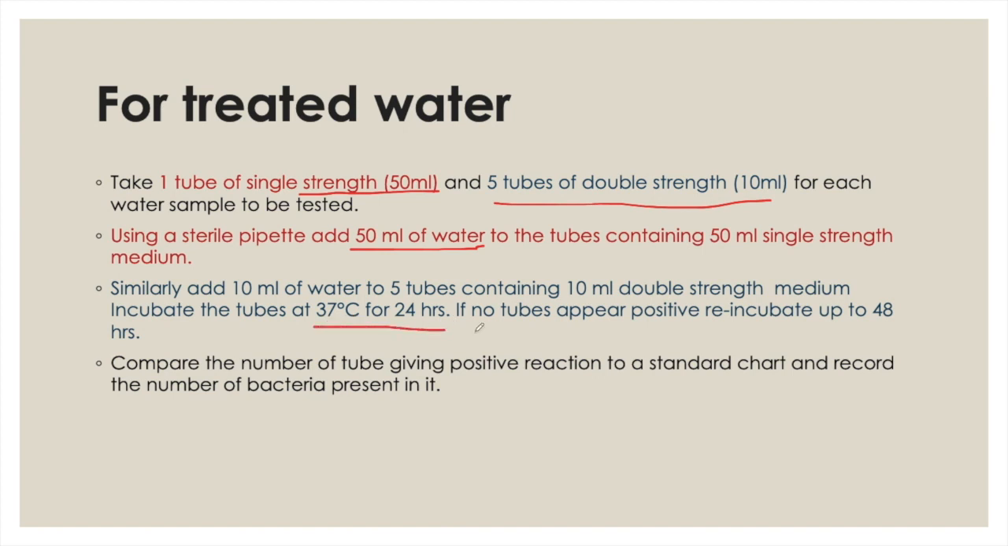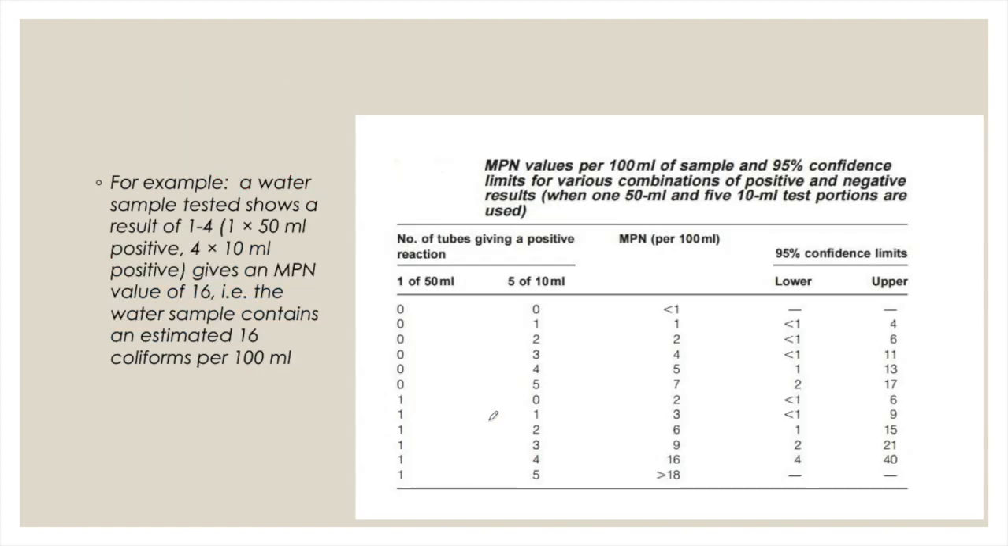A similar procedure to that for untreated water is also used here for treated water. If no tubes appear positive, re-incubate for up to 48 hours. Now compare the number of tubes giving positive results to the standard chart and record the number of bacteria present in it. Let's see an example. This is the standard chart for it.